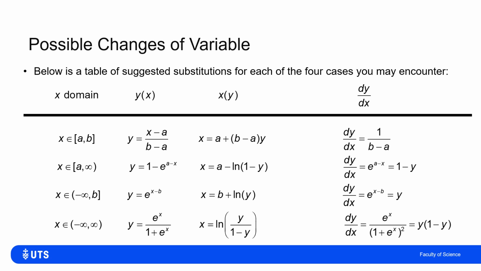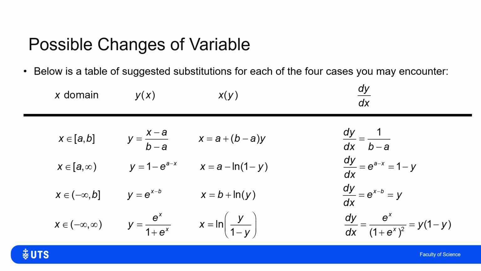So if x is finite at both ends, a to b, then y equals x minus a divided by b minus a. We'll map that to 0 to 1. Inverting that, because I don't want y of x, I want x of y, will give me a plus b minus a times y. And then working out the derivative, dy by dx, I'll get 1 over b minus a.